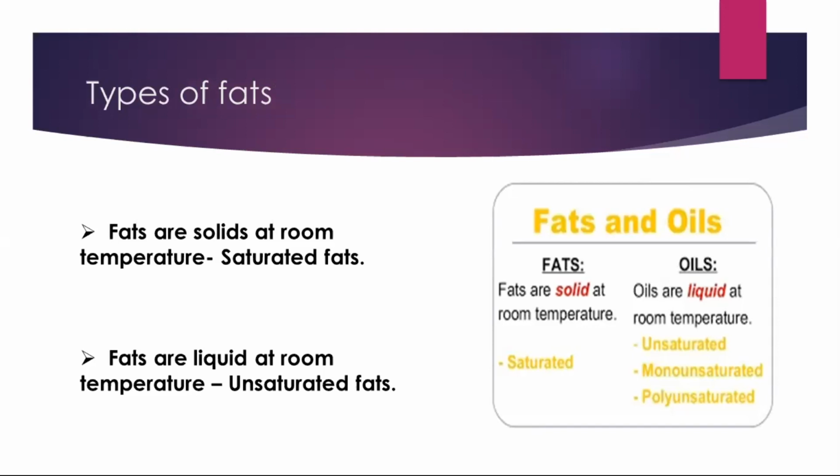Then fats which are liquid at room temperature are called unsaturated fats. They will be in the form of different types of oil like coconut oil, olive oil, groundnut oil, etc. So these are the two types of fats, that is saturated and unsaturated.